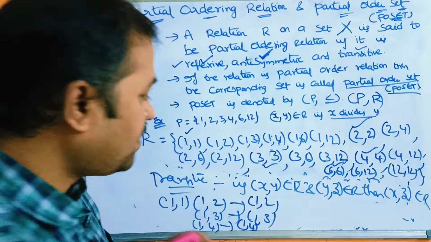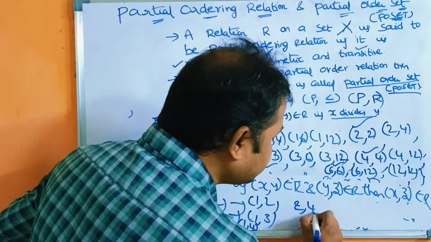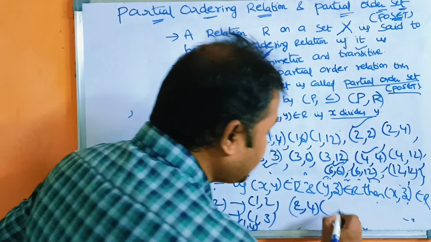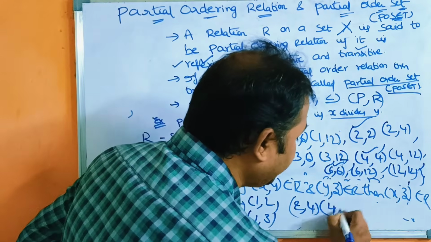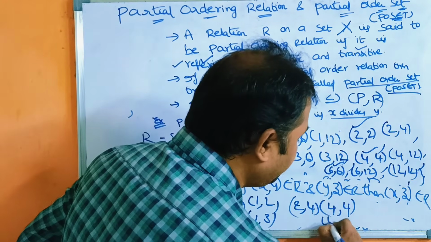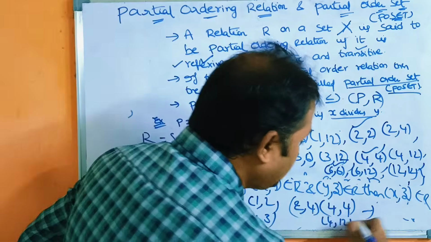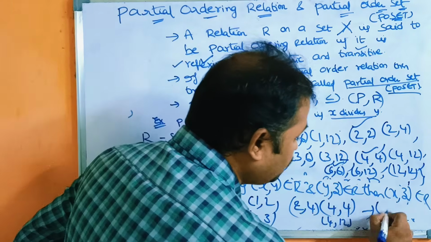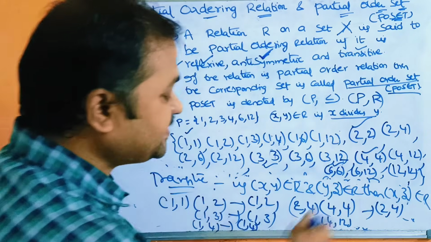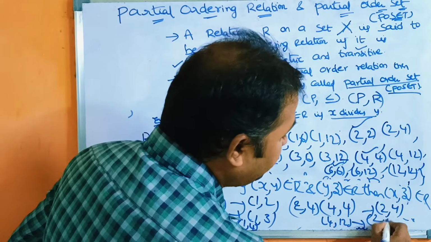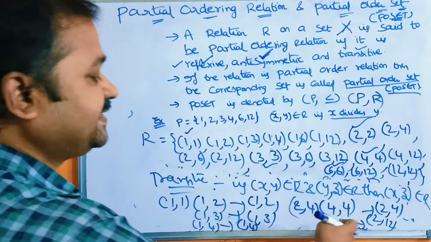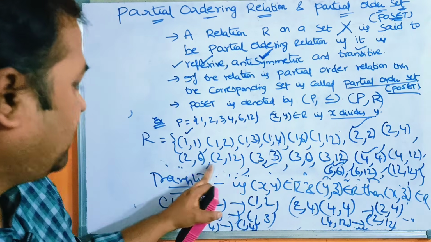Let us take 2 comma 4. 2 comma 4 means we have to take the pairs which start with 4. So what are the pairs which start with 4? We have two pairs: 4 comma 4, and next 4 comma 12. So 2 comma 4 and 4 comma 4 give 2 comma 4, which is present in the relation. Next, 2 comma 4 and 4 comma 12 give 2 comma 12, which is present in the relation. Here we have 2 comma 12.